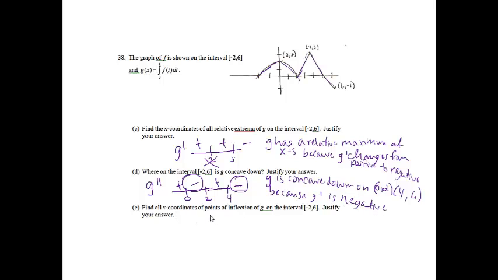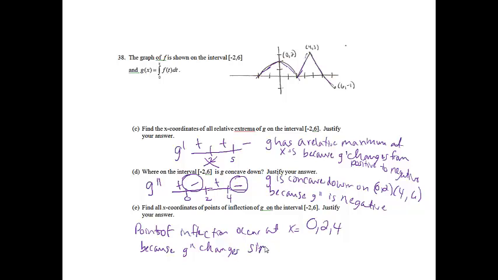Okay, and then my last one, I would like to find points of inflection. Points of inflection would occur wherever g double prime changes sign. So it changes sign at, so I'm just going to say points of inflection occur at x equals 0, 2, and 4, and that would be because g double prime changes sign.